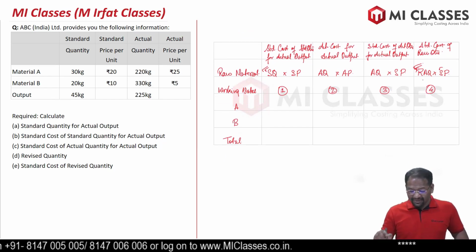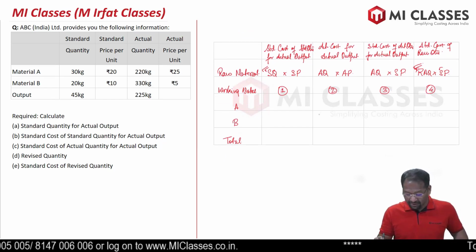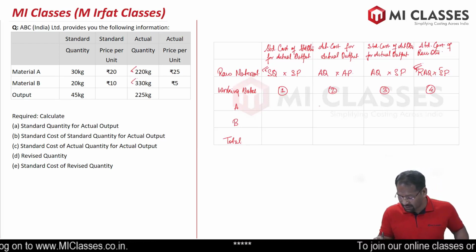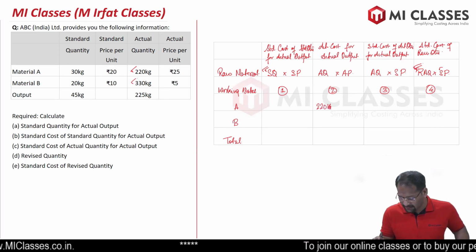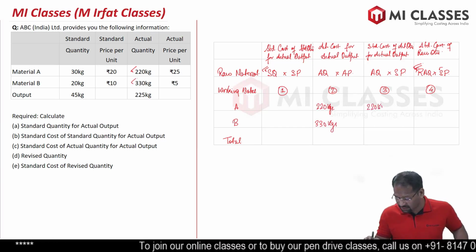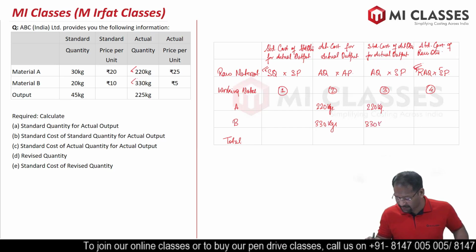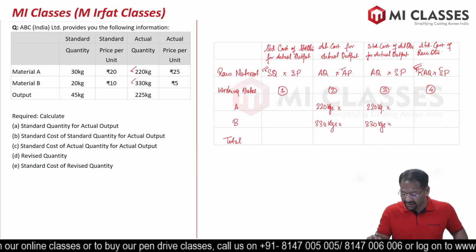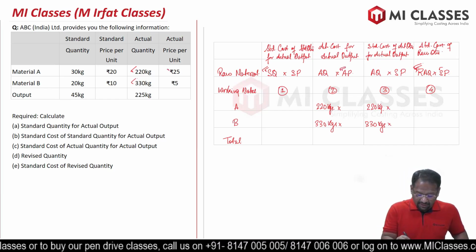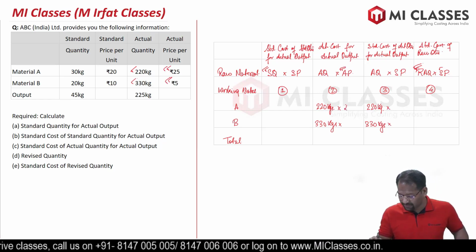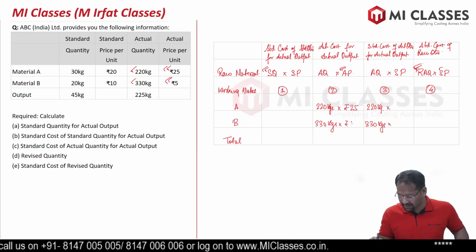Fine. So let's fill whatever details are given. First one, actual quantity. So let's go to actual quantity. So 220 and 330. 220 kgs and 330 kgs. Copy it in the next column also where we need actual quantity. So 220 kgs and 330 kgs multiplied by actual price. So here we need actual price, actual cost details are given here, actual price details are given. So into rupees 25 into rupees 5.